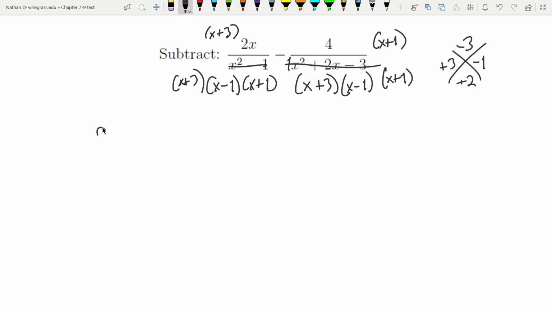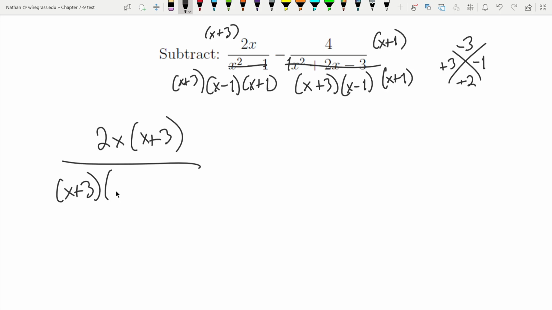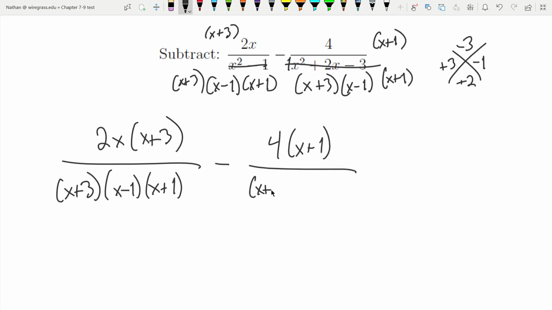Okay, so we're going to get 2x times x plus 3 over x plus 3, x minus 1, x plus 1, minus 4 times x plus 1 over x plus 3, x minus 1, x plus 1. So I have common denominators. I can subtract the numerators and go from there.